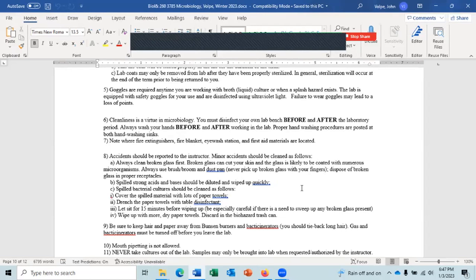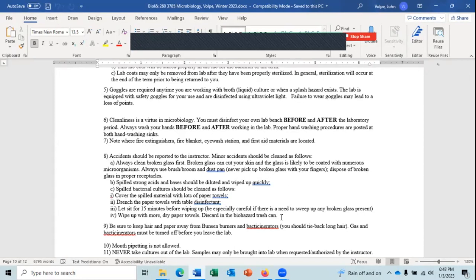Spilled strong acid should be diluted, then wiped up quickly. Spilled bacteria culture should be cleaned as the following. Cover the spilled material with paper towels. Drench the paper towels with disinfectant. Let it sit for 15 minutes before wiping it up. Be especially careful with the broken glass. Use the brush or the broom and a dustpan to pick up the broken glass. Put the broken glass in the broken glass container, and then the paper towels, which have bacteria cultures on them, go in the biohazard trash can.